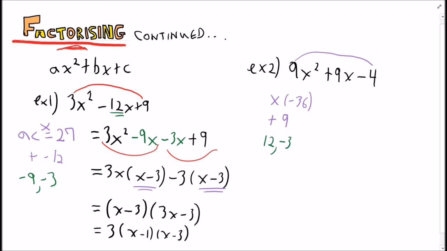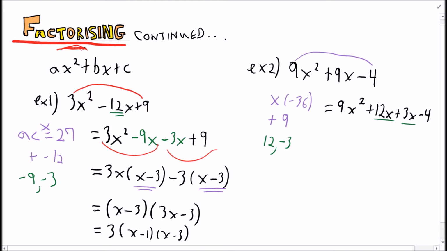So those must be what we're looking for. Now remember, once again, we can't just jump right to the brackets. So what we want to do is break up that middle term into the two factors that we just found. So 9x squared plus 12x plus 3x minus 4. And once again, those right there, the 12x and the 3x.